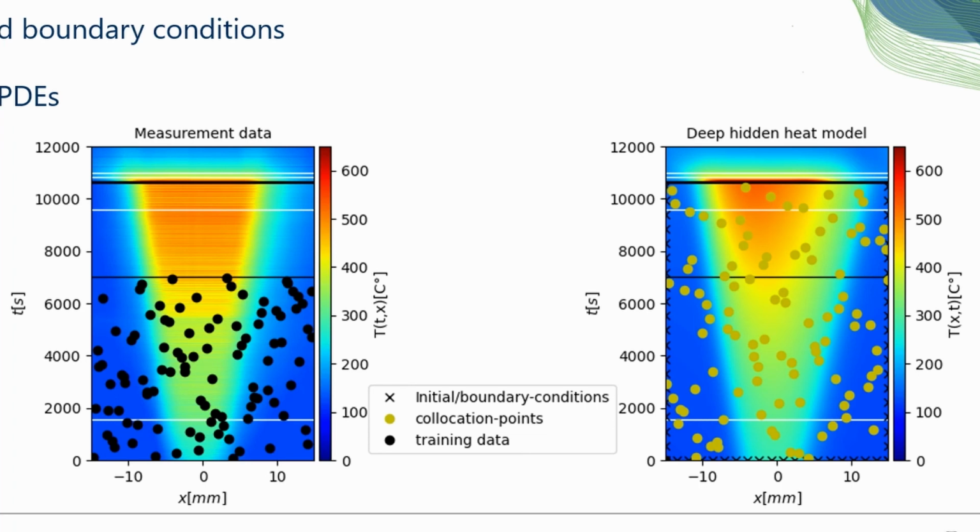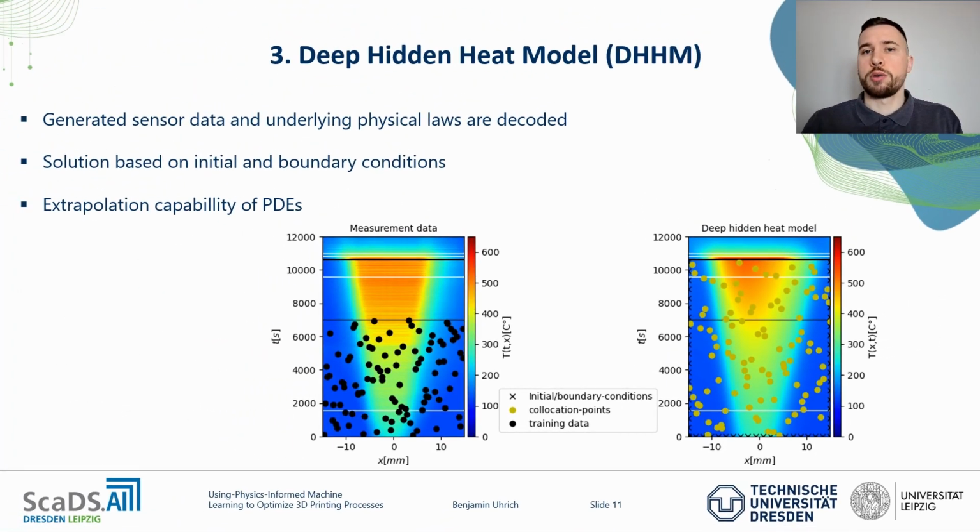In the right diagram, you can see the solution of the found partial differential equation, the deep hidden heat model. The green dots are so-called collocation points, that are solution candidates. Here it is checked if the partial differential equation is satisfied. As can be seen, the found partial differential equation can reproduce the generated sensor data very well, decode the physical laws at the same time, and extrapolate and predict temperature values that lie in the future. The found model represents a kind of black box model, so that's the big disadvantage here. It's only possible to solve this model again with a deep neural network.